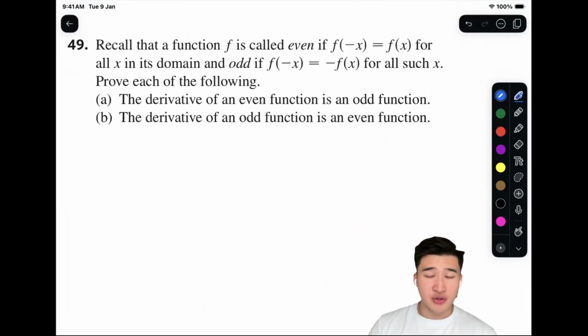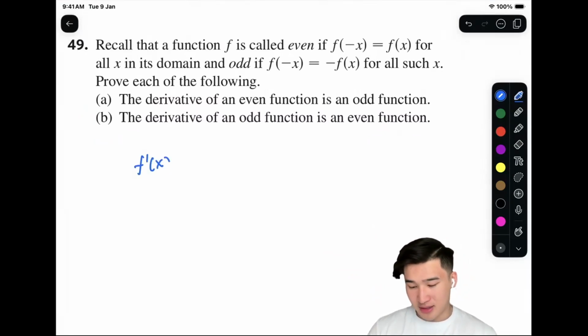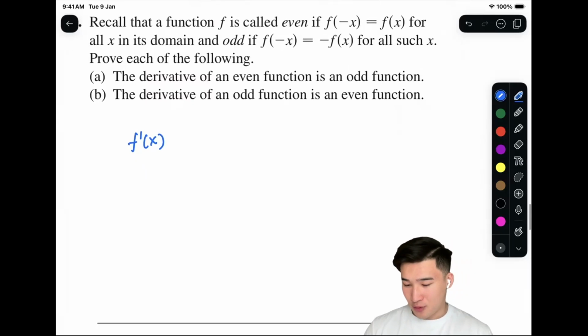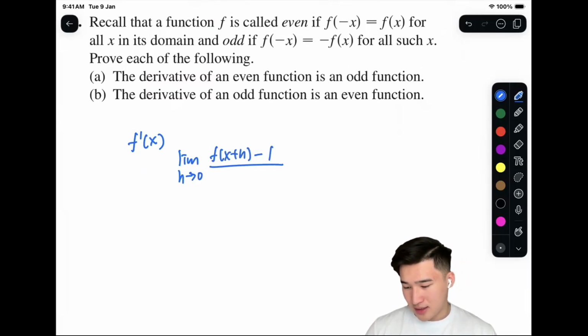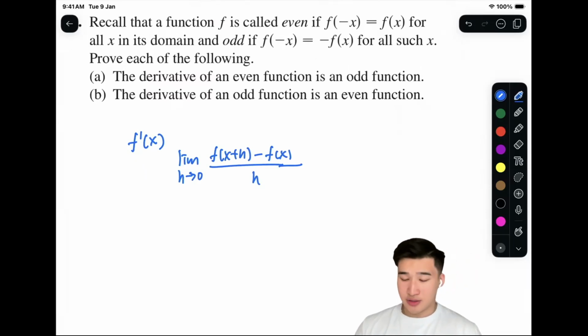Before starting, let's recall the two ways that we prove a derivative. We know f prime x is a derivative, but what does it stand for? Well, number one, it stands for the limit as h approaches 0 of f(x + h) minus f(x), divided by h.